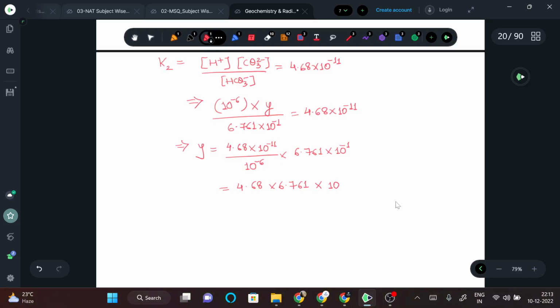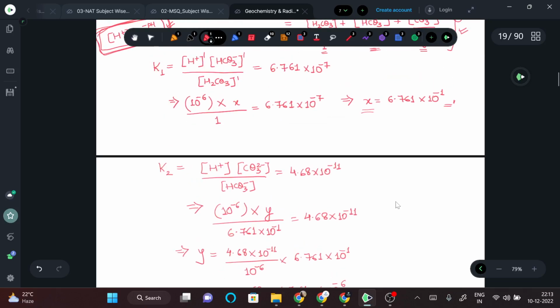This will come out to be 11, 12 minus 6. Then this will come out to be, just let me calculate. Okay, so we can write it as 3.122 into 10 to the power minus 5. So this is y. We have got y, we have got x.